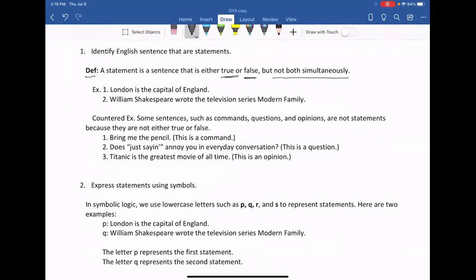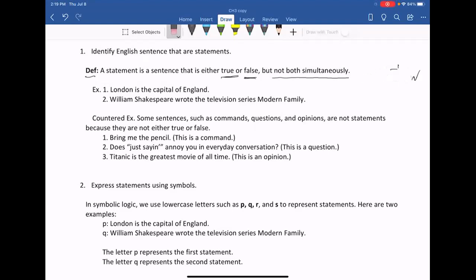simultaneously. True and false. So the sentence, for example, "I'm heading." This sentence should be true or should be false. This sentence can't be true and false simultaneously. So this one is a statement.